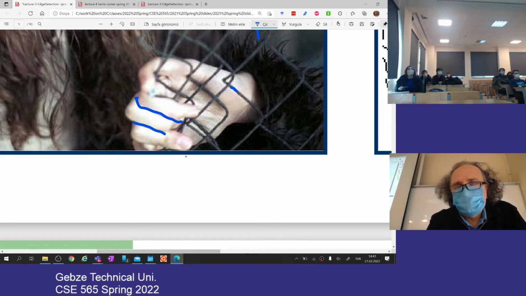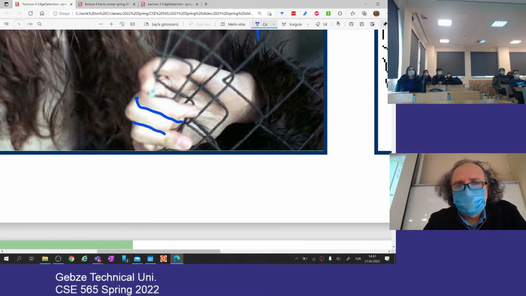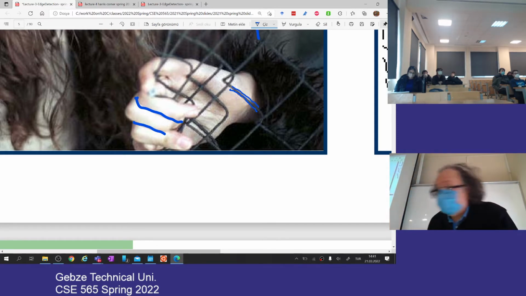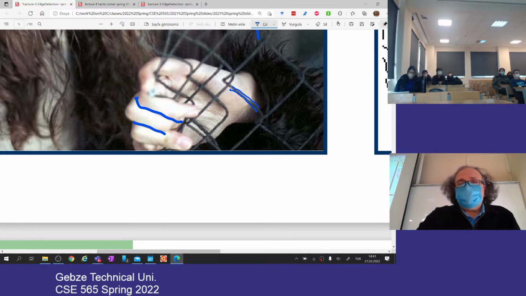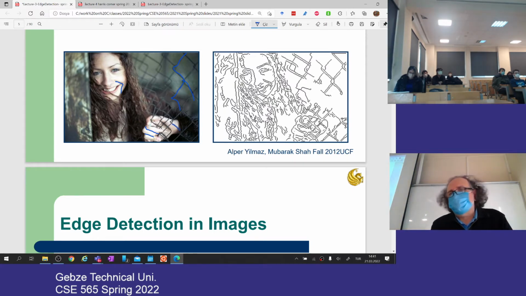I can't do it exactly. Let me try to make it a little bit better. So edges are both here at one side of this fence and the other side of that fence. Both of them, right? So that's the definition of an edge. That's why for this image I get these kinds of edges, and sometimes I don't get any edge at all for some of the parts that we expect.